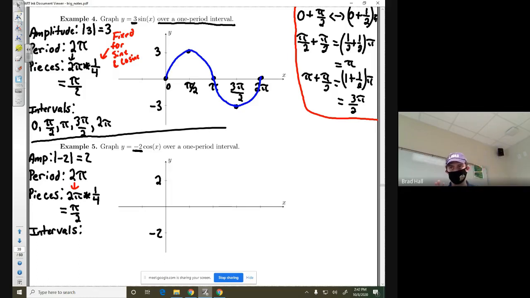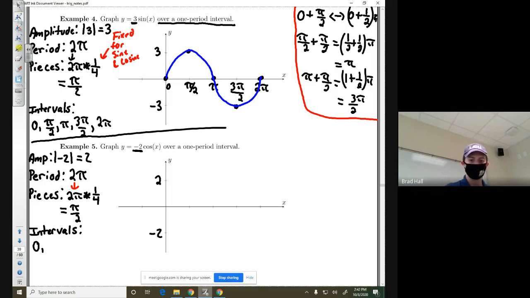So you need 5 of them. You need 5 intervals, because that gives you 4 spaces in between each one of them. That's 1, that's 2, that's 3, and that's 4. That's the 4 pieces. That's why you need 5 of them. So we're going to start at 0. That's just a standard thing. And we're going to keep going.